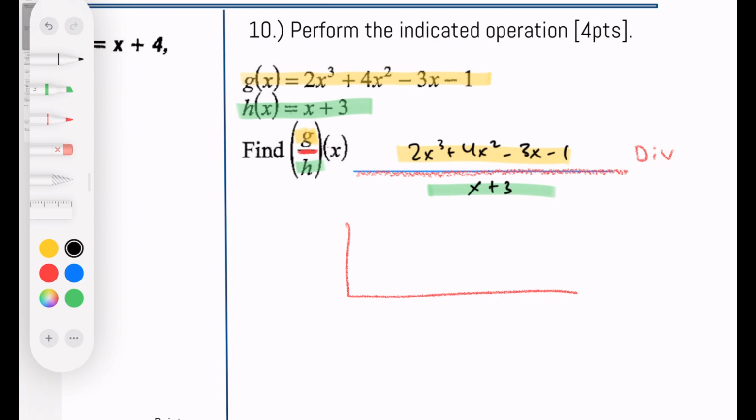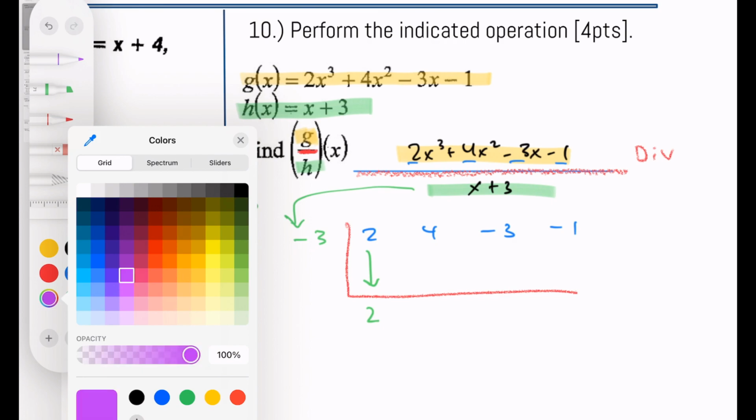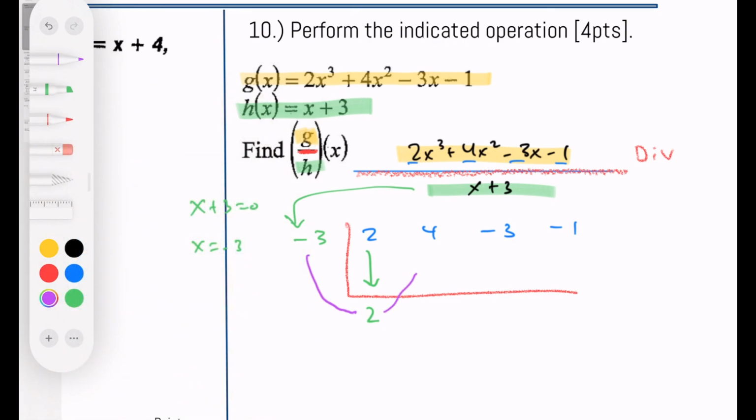And I'm going to take the coefficients. 2, 4, negative 3, negative 1. This is going to become x plus 3 equals 0. X equals negative 3. Bring it down. Let's try different colors here. We're going to multiply. So that gives me negative 6. Going to multiply here.